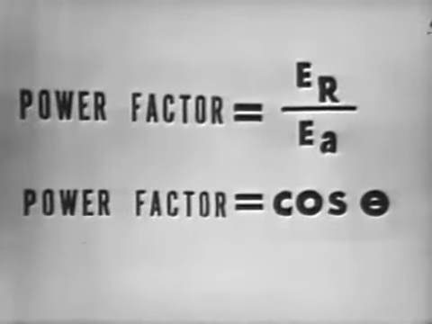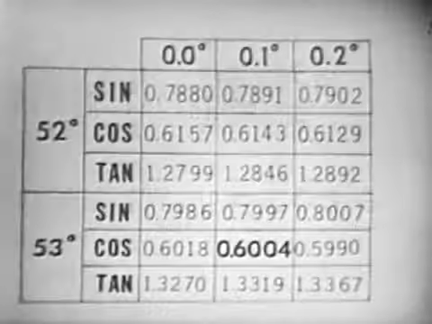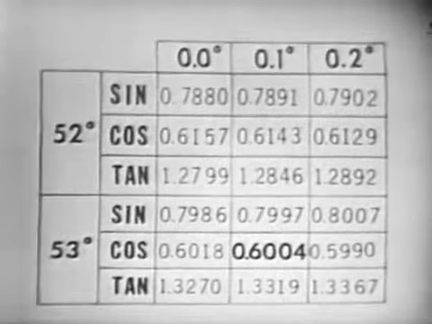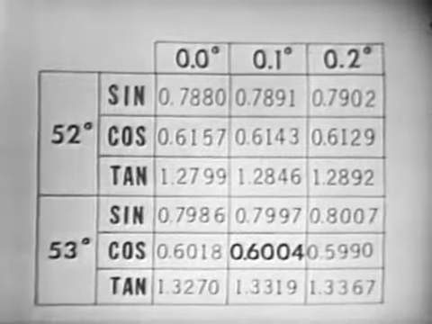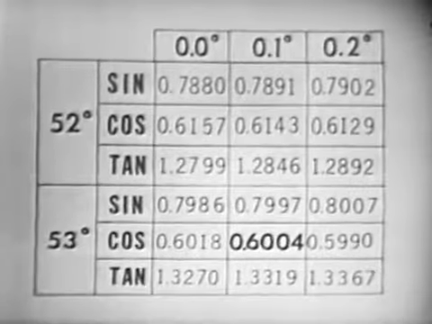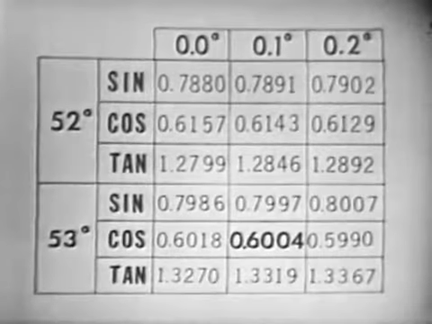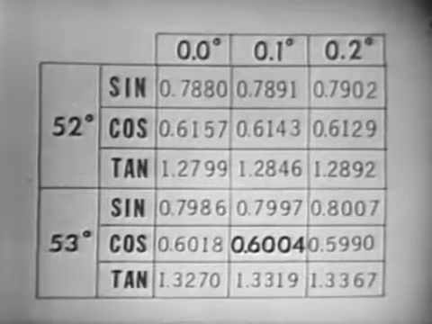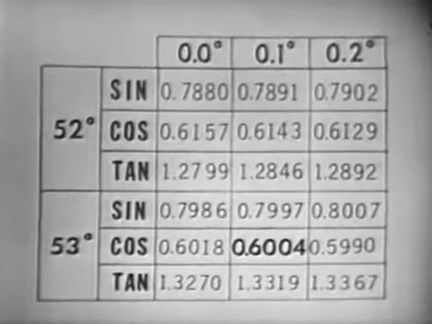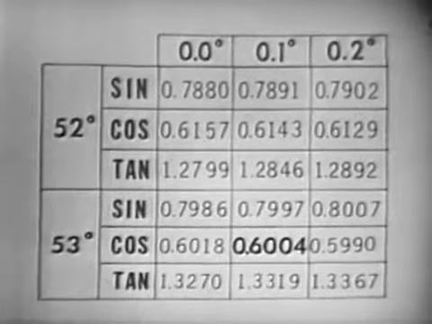Well, knowing this, we can again use our trig table, this time to find power factor. If we know the number of degrees in our phase angle, and we'll use the same angle, 53.1 degrees, then of course it would be simple to find the cosine of that angle, which of course would be 0.6004, or 0.6. Another commonly used ratio to determine the power factor is true power divided by apparent power.